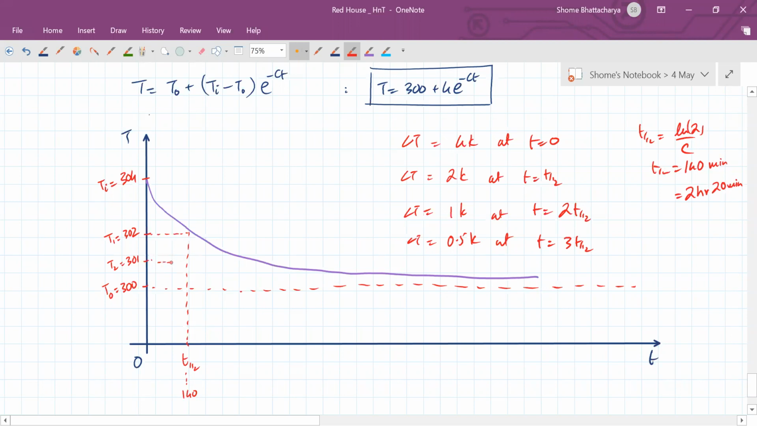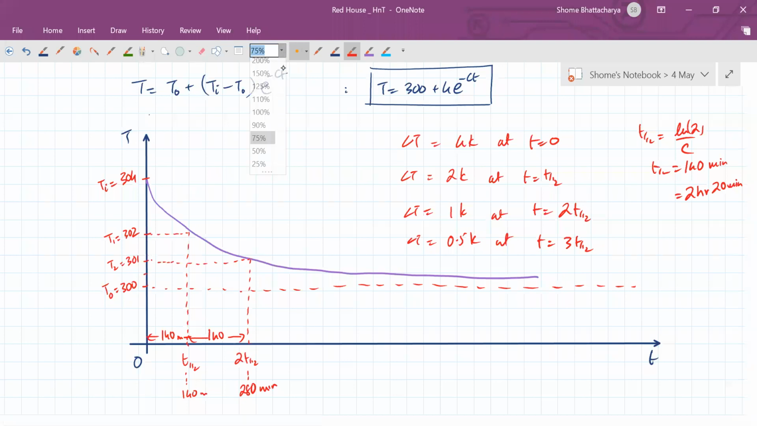So this next time interval will also be 140 minutes. My graph is not according to scale, but still this will also be 140 minutes. So that's why the time is 280 minutes. And similarly, it will become 300.5 in the next 140 minutes. Then it will become 300.25, and like that the geometrical progression will go for the temperature difference.